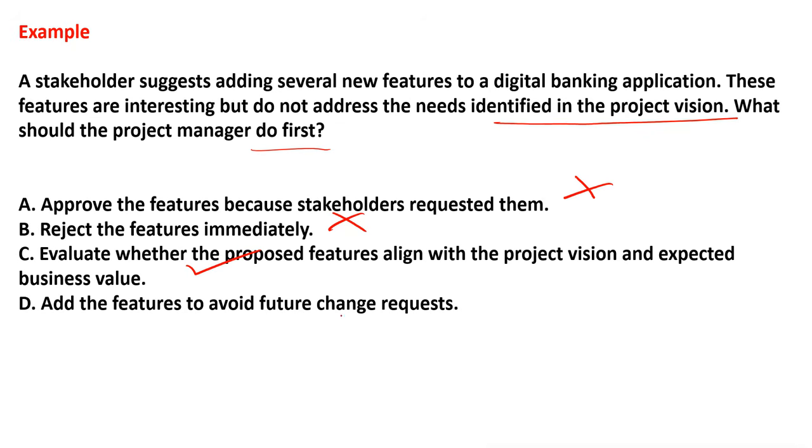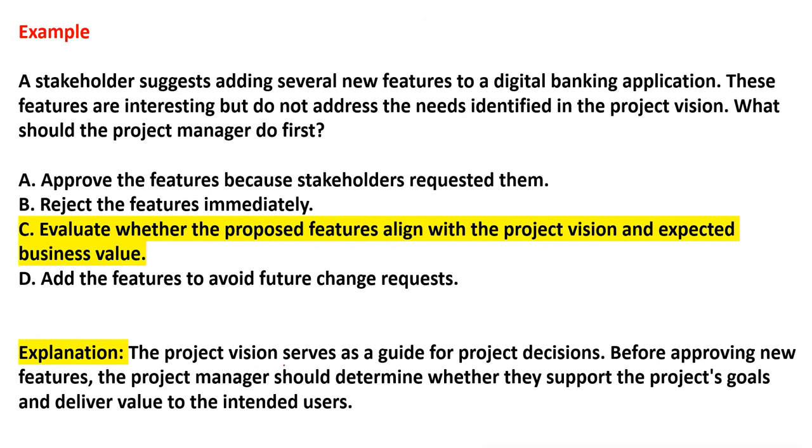Add the feature to avoid future change requests. So A, B and D are wrong, and here I have written some explanation. The project vision serves as a guide for project decisions. Before approving a new feature, the project manager should determine whether it supports the project goals and delivers value to the intended users. I hope the vision statement and charter is clear.